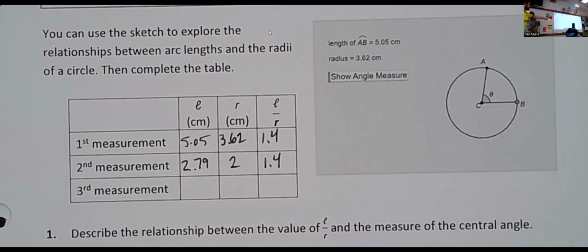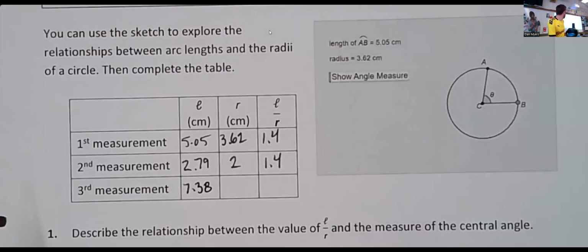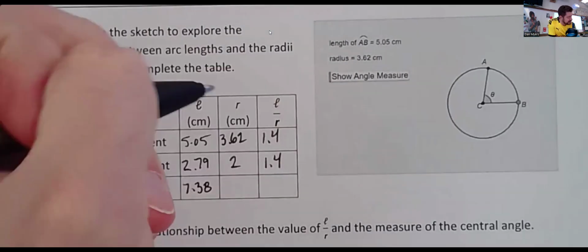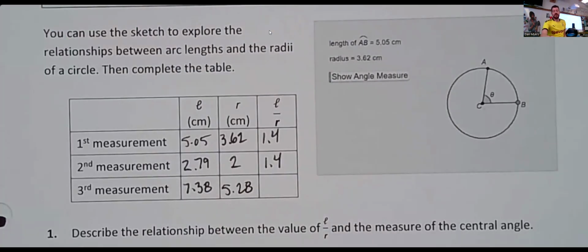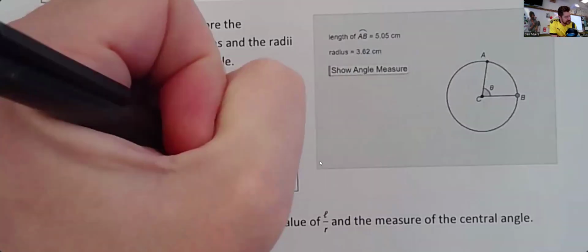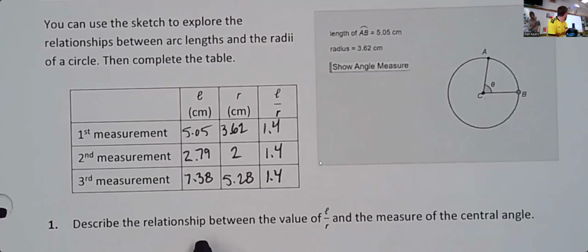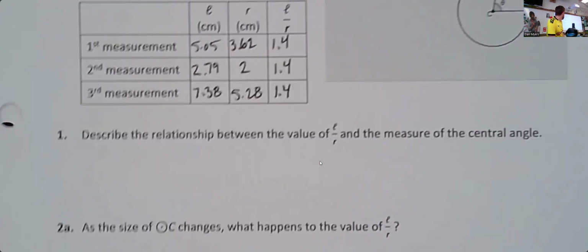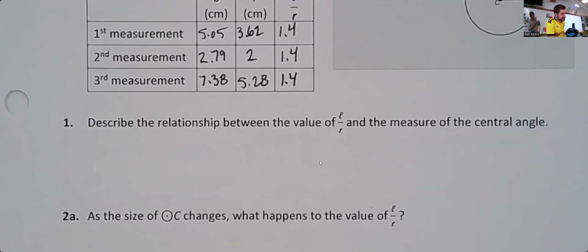So let's say a length of 7.38 with a radius of 5.28. And do the division, what do you get? 1.4, all right. So we're talking about proportions. So much of what we do here is proportional, which makes sense because every circle is proportional to every other circle. So describe the relationship between the values. It's a constant relationship. It's 1.4. So we don't need to write that. We can just talk about it. That's fine.